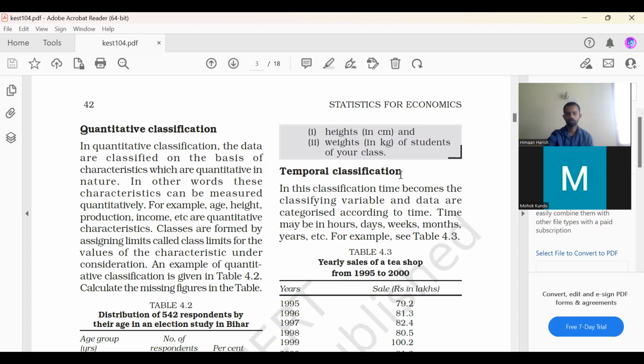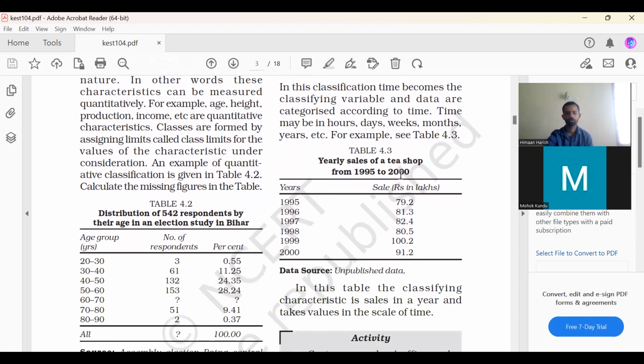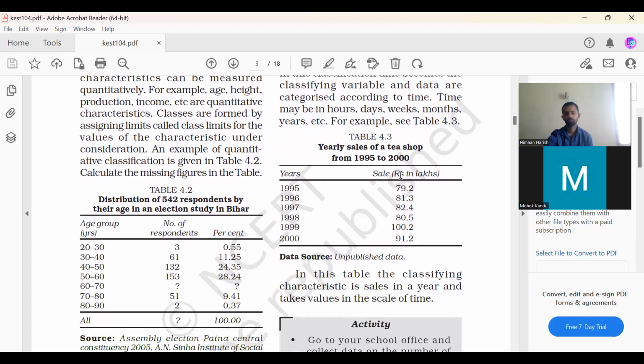Calculate the missing figures in the table. So this is the distribution of 542 respondents by their age in an election study in Bihar. There are different age groups from the age of 20 to 90, which have a class width, or the lower limit and the upper limit. The difference is 10 between each age group. Then for the total of respondents, we need to total the number of respondents.